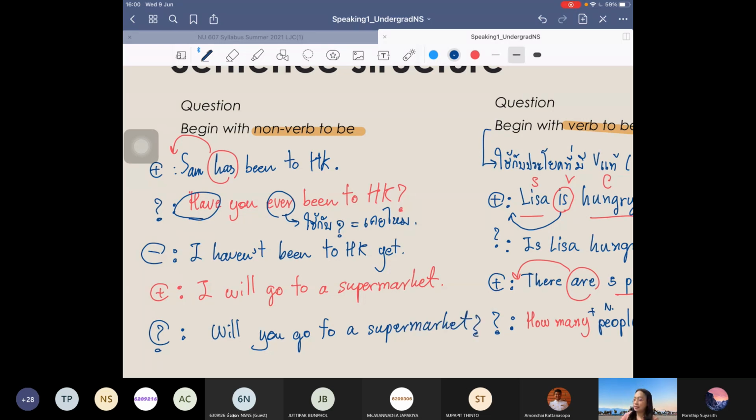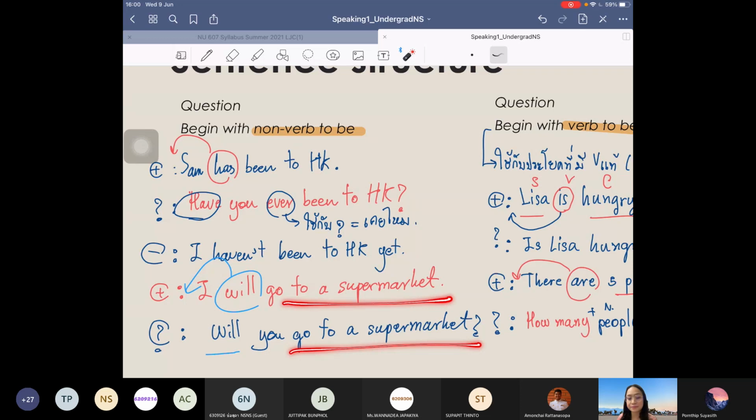Did you notice anything? We invert will before I. I is the subject, right? But we use will before the subject in making questions. So we start with will, and then we use the subject that follows will, and we use the verb that follows will, right?